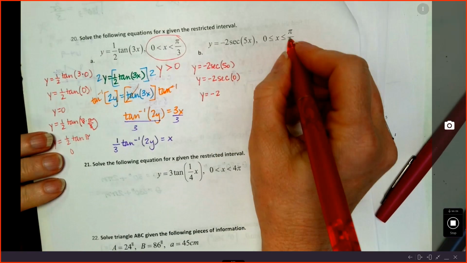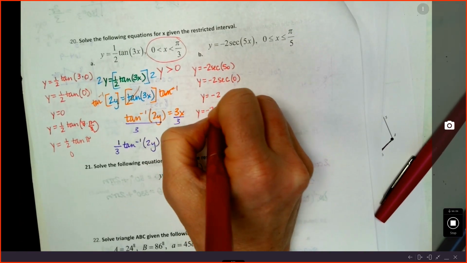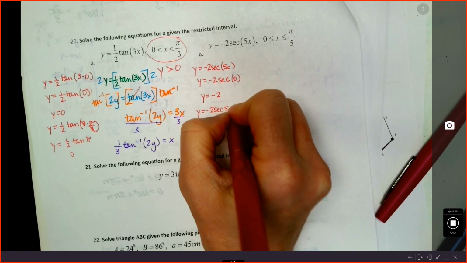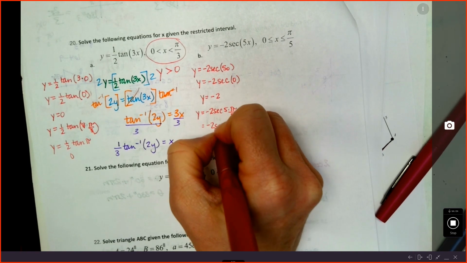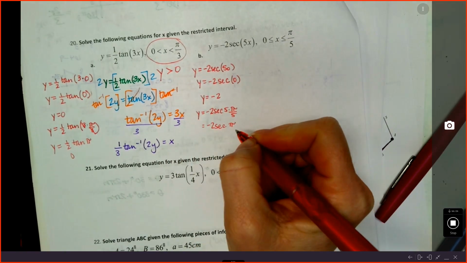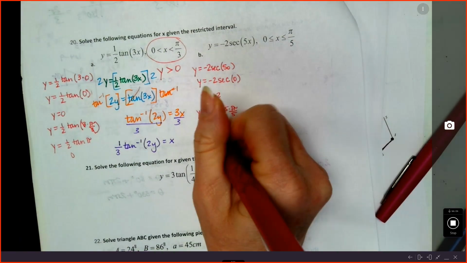And then we have to plug in pi over 5. So that's -2 secant 5 times pi over 5, which is -2 secant pi. Secant pi is what? -1. So it'd be positive.